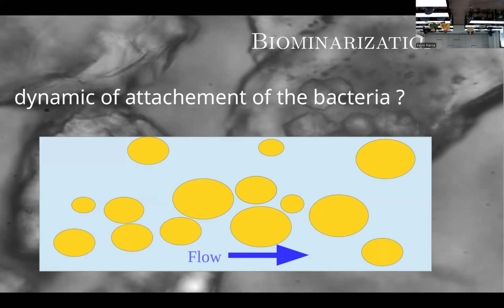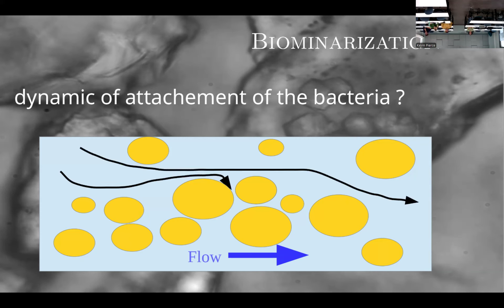one issue with this process is to know where the bacteria will be filtrated, and where the bacteria will be on the grains as a function of the flow rate and as a function of the chemical conditions. It's because they want to optimize the process. They want to reduce the cost. So they want to know where the bacteria will be filtrated.